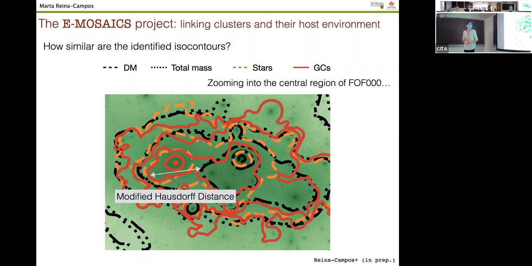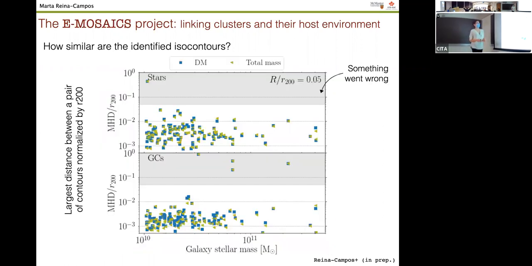So now what I'm doing is calculating this modified Hausdorff distance between my pairs of observed tracers, stars and globular clusters, against my pair of true tracers for the matter distribution, dark matter and total mass. And I'm doing this at 5% of R200, so here we're looking at the inner region of the dark matter halo. This is the quantity that I'm showing on the vertical axis, normalized by R200 so that we can compare galaxies of different masses. And all of these distances are shown as a function of the stellar mass of the central galaxy within the halo.